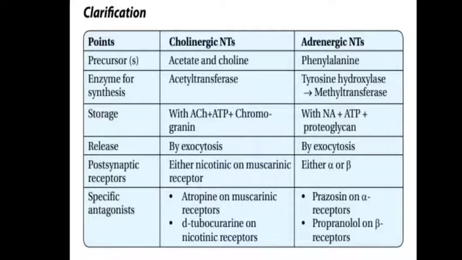Postsynaptic receptors are either nicotinic or muscarinic. Okay, it is a spelling mistake. Adrenergic neurotransmitter receptors are either alpha or beta. Specific antagonists: atropine on the muscarinic receptor, and d-tubocurarine on the nicotinic receptor, prazosin on the alpha receptor in the case of the adrenergic neurotransmitter, and propranolol on beta receptors.